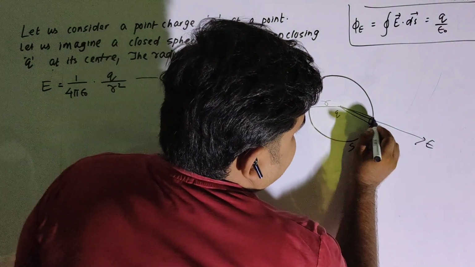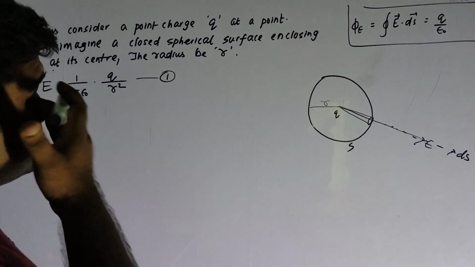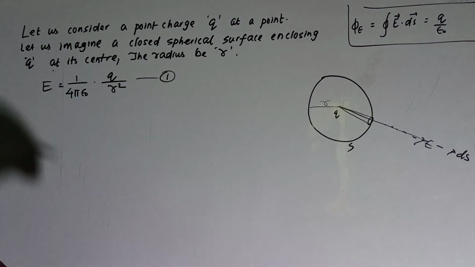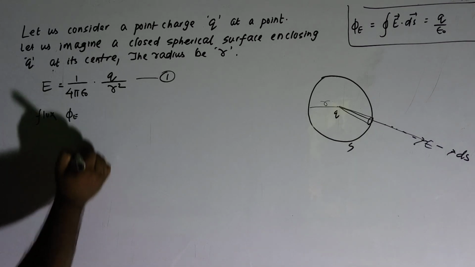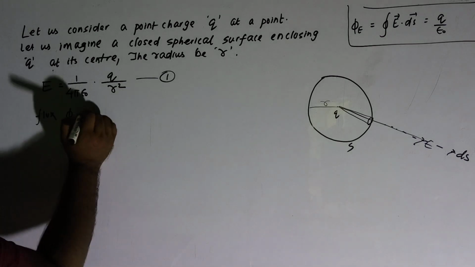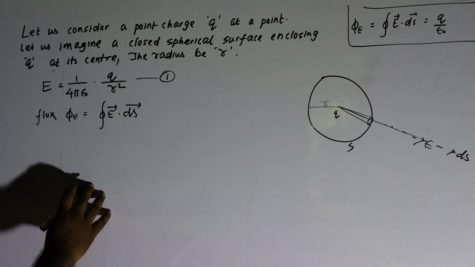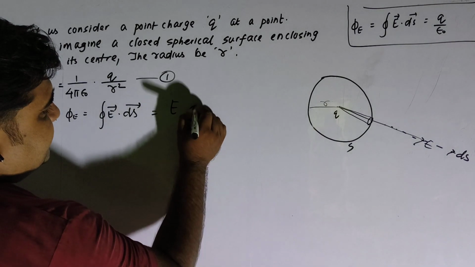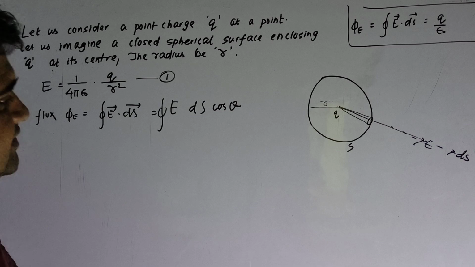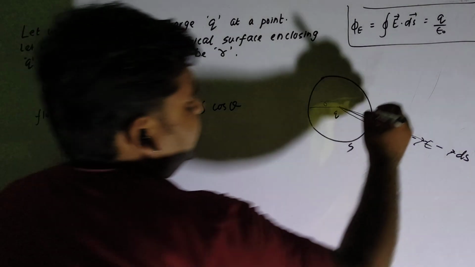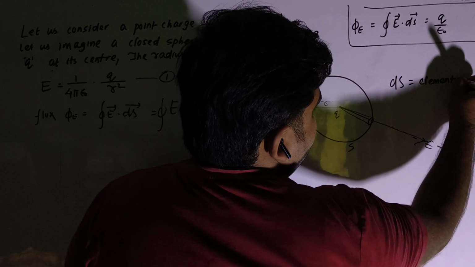If it is okay, I am overlapping this thing. So it is ds. Now the flux phi E, what is that equal to? It is equal to E dot ds. So we can write E ds cos theta, since it is a dot product, and ds is the elemental area.